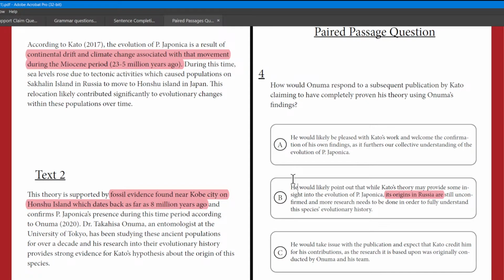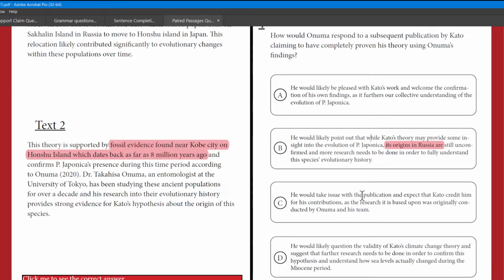Now, A seems really positive. We also have to remember that scientists are very objectively minded people. They wouldn't just blindly say, hey, yeah, great job. They're always criticizing, right? So knowing that too, I feel like B is a smart answer. This is what a scientist would say to another scientist who was getting a little too excited.